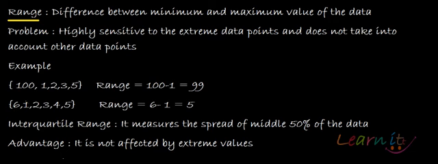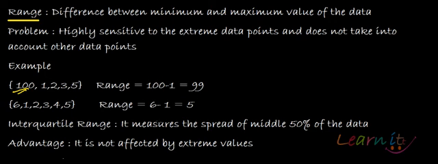The other data set is almost the same as the earlier data set. Instead of 100, you have 6. So 6 is the highest value, 1 is the lowest value, so the range is 5. So are you seeing this? How much the range is affected by the extreme values? Okay, so this is the problem with range.